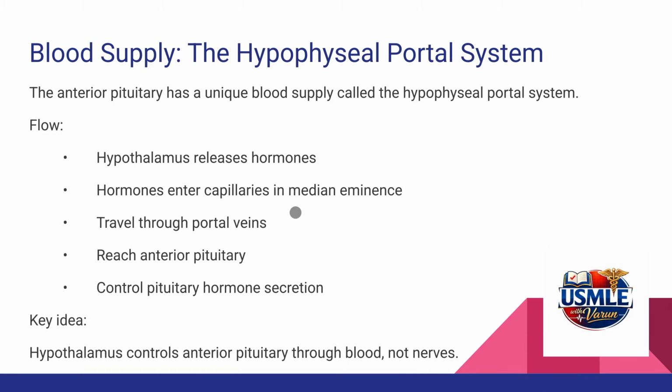The hypothalamus releases hormones at the median eminence. They travel through the portal veins, reach the anterior pituitary and control pituitary hormone secretion. So it acts through blood, not through nerves.